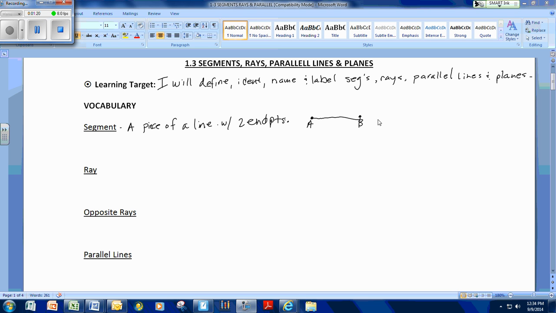All right, so to name a segment, we name it the same as we do for a line. We use two points, the two endpoints on the segment, and then we draw a segment symbol over top of it. The order doesn't matter, so we can also call it segment BA or segment AB.